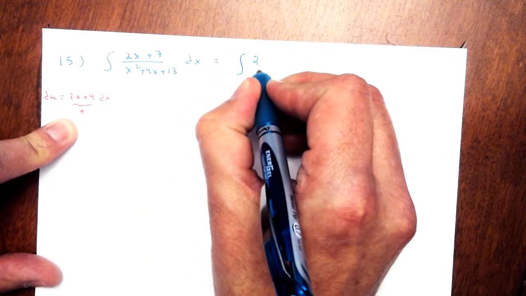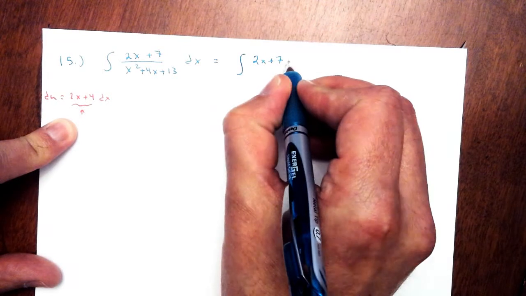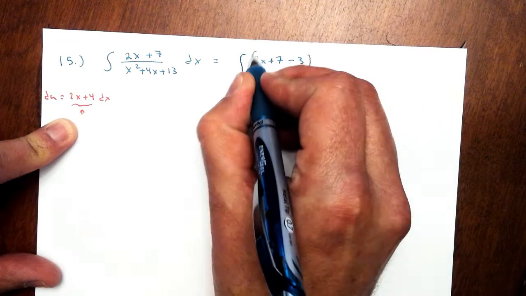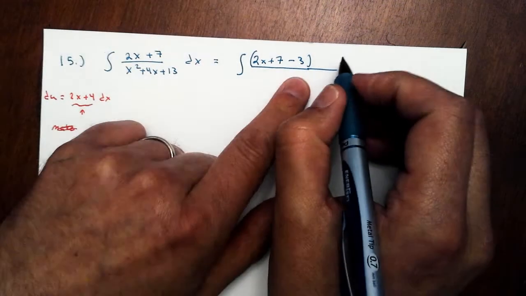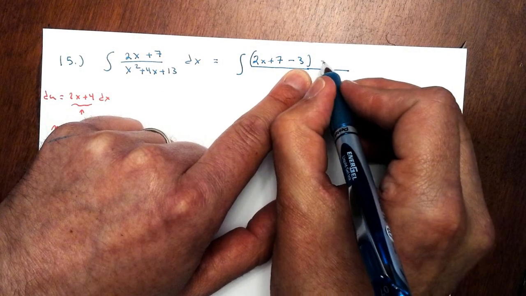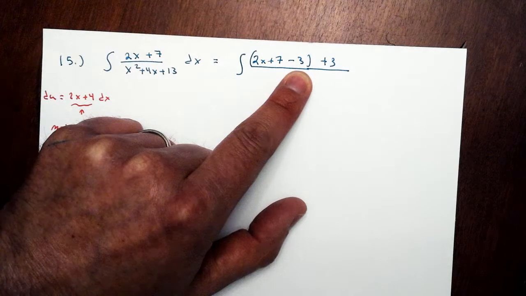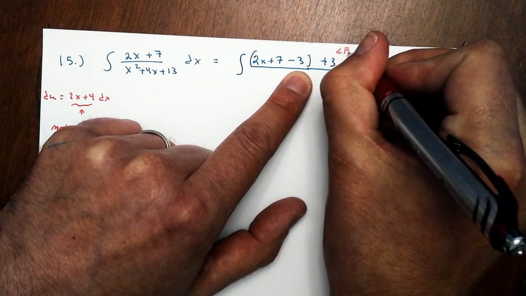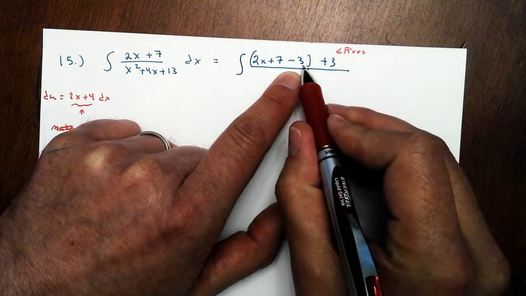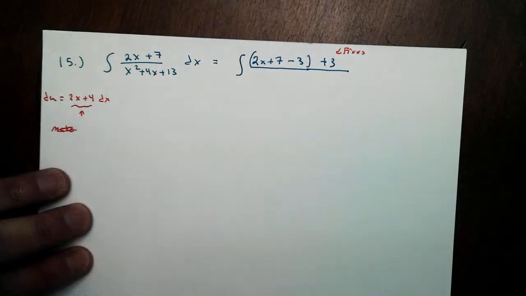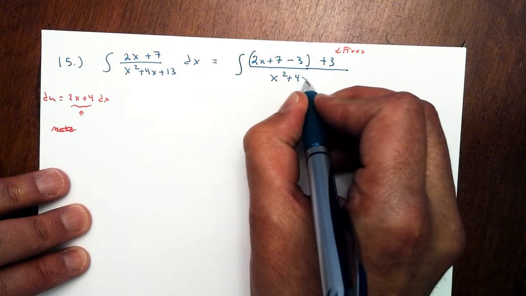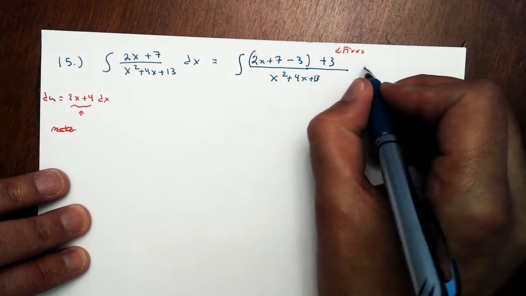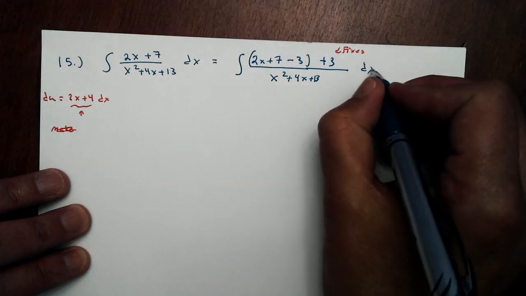This becomes then 2x plus 7 minus 3 over the... now, because I subtracted 3, remember we have to fix this. So I'm going to add 3. This fixes the problem right there. Remember, we changed the equation by subtracting 3. By adding 3, we fix it. And this is still going to be all over x squared plus 4x plus 13 dx.